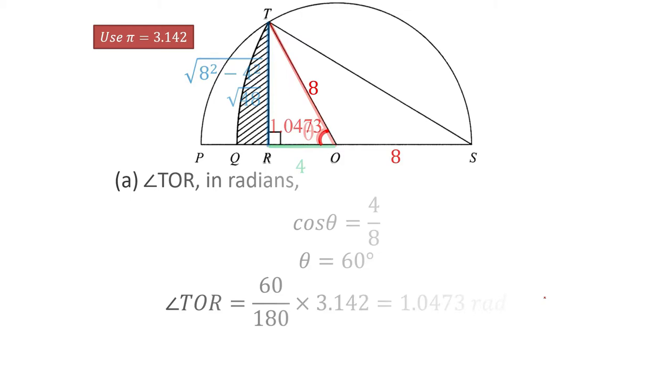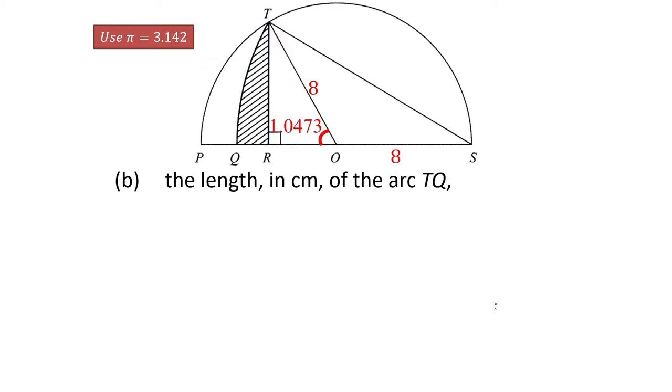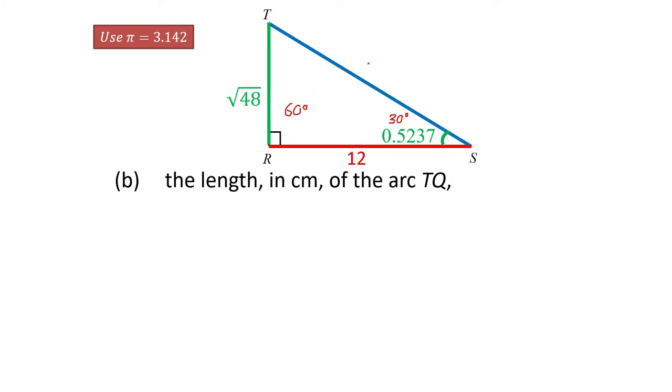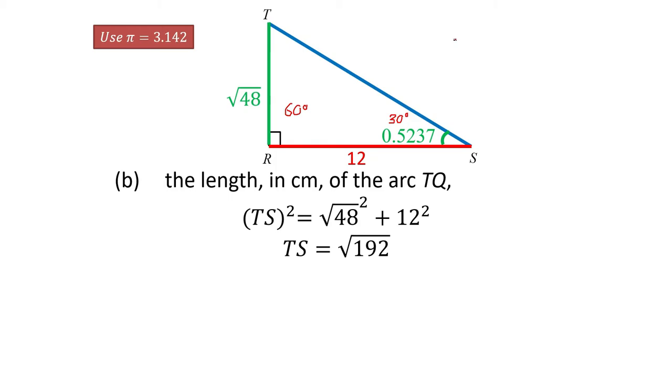So let us have a look at the second question. We want to find the length of arc TQ. The center is at S, right? So you have to see this as the sector. 1.0473 is 60 degree. The angle at the center is always double the angle at the circumference. So that one will give you 30 degree, or we write it as 0.5237 radian. So we already found the radius by using Pythagoras theorem, which is square root of 192.